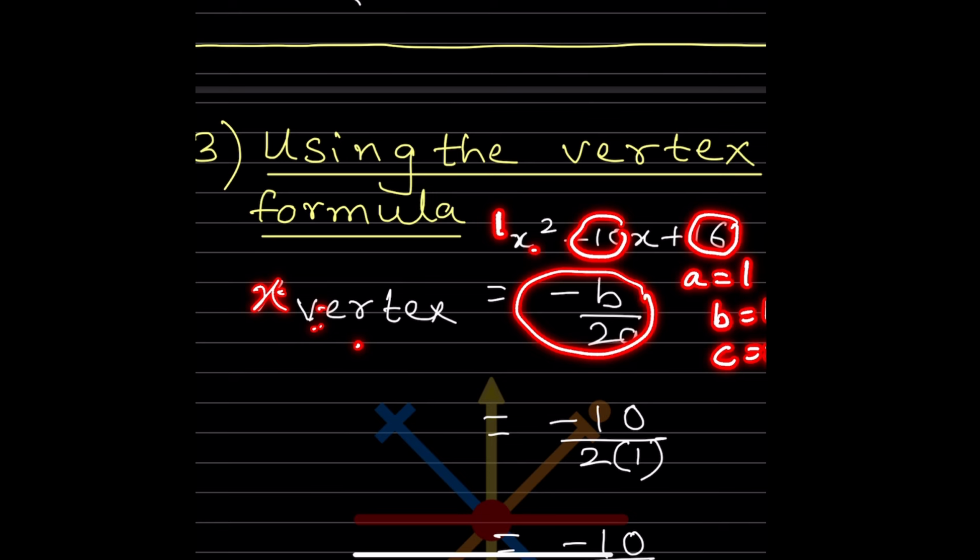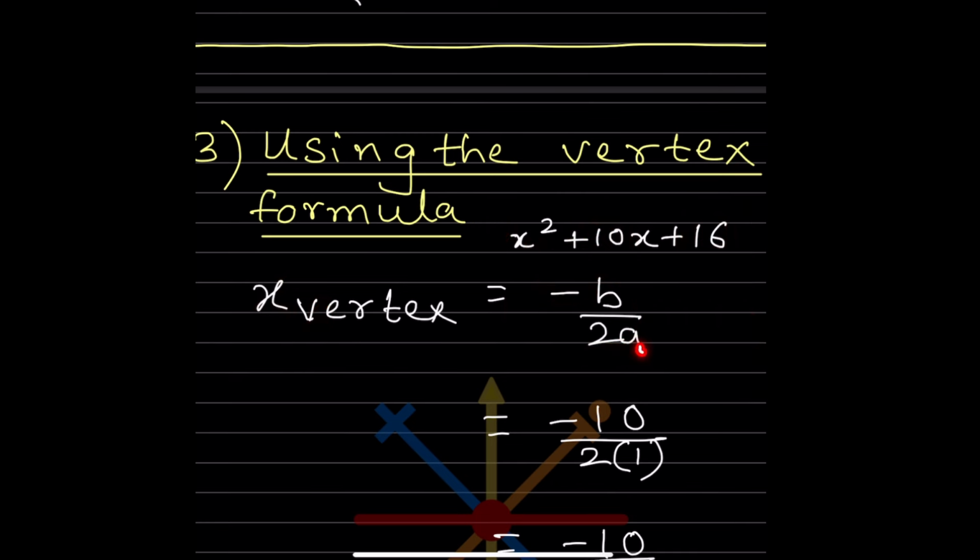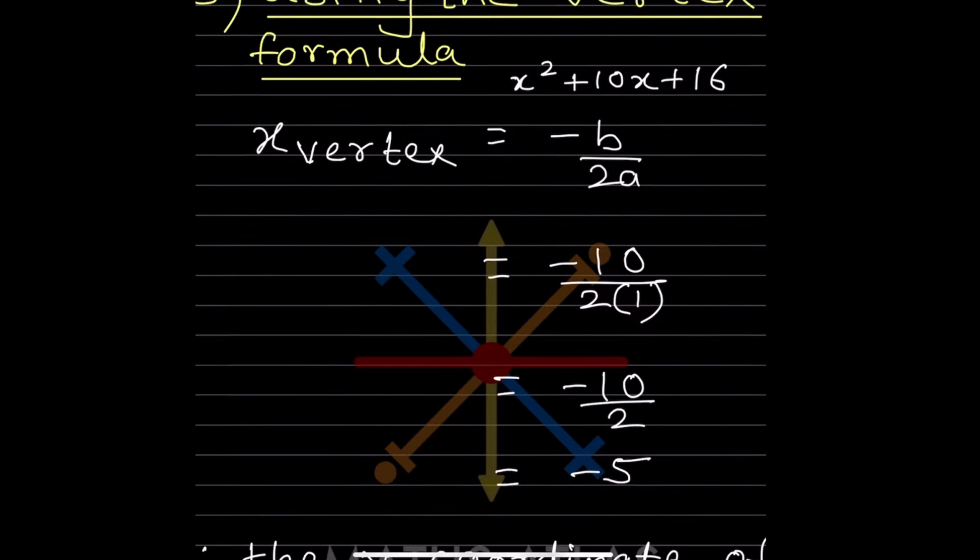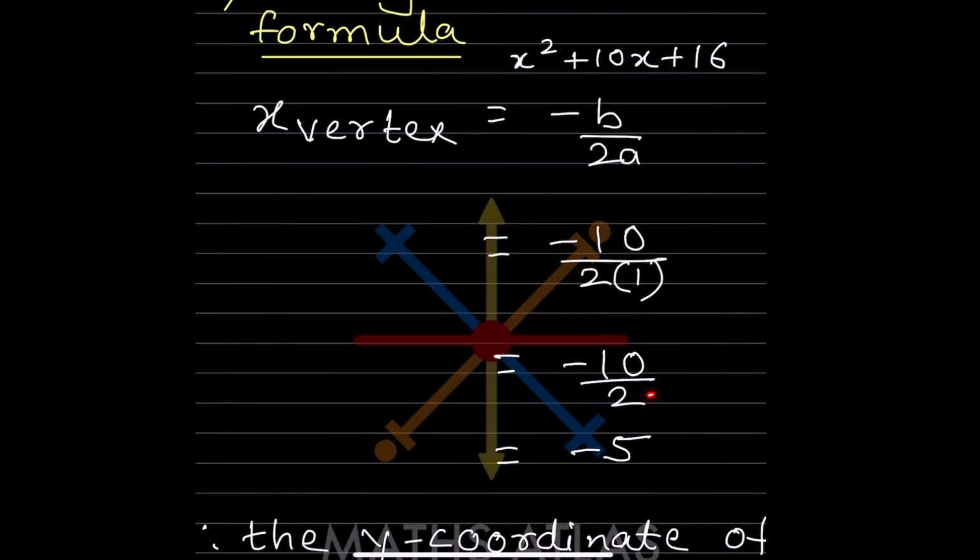minus b by 2a. So what is b? B is 10, but here we have a minus, so we are going to write minus 10 by 2a. Now 2a will be 2, and the coefficient a is 1. So you will write 2 into 1. So minus 10 by 2. So this is going to be minus 5.